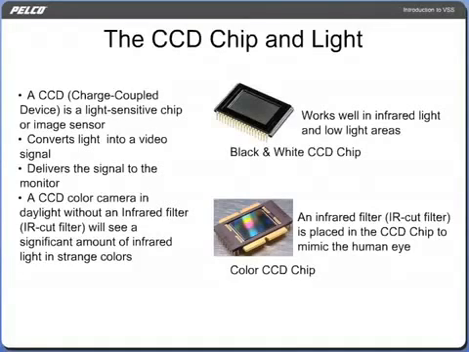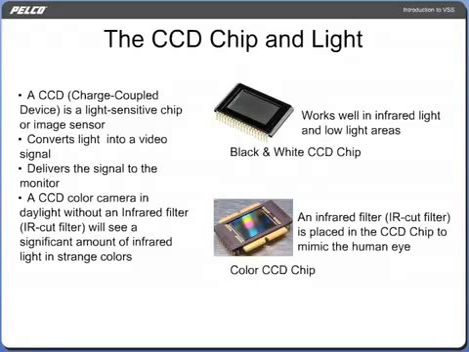A black and white CCD chip works well in infrared light and low light areas. An infrared filter, IR cut filter, is placed in the color CCD chip to mimic the human eye. An infrared filter is a filter used to remove visible light and only pass infrared light in different wavelengths. A CCD color camera in daylight without an IR cut filter will see a significant amount of infrared light, resulting in strange colors.